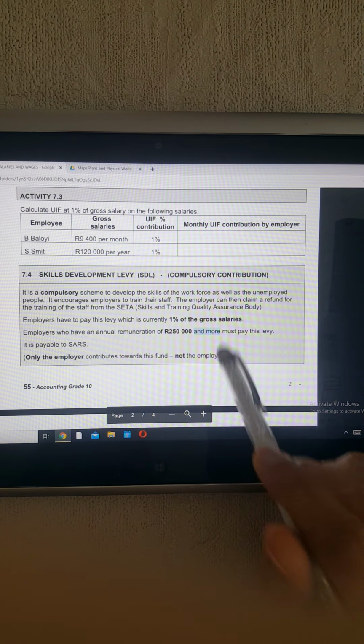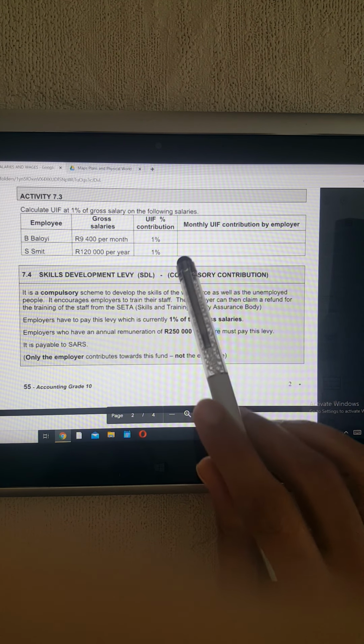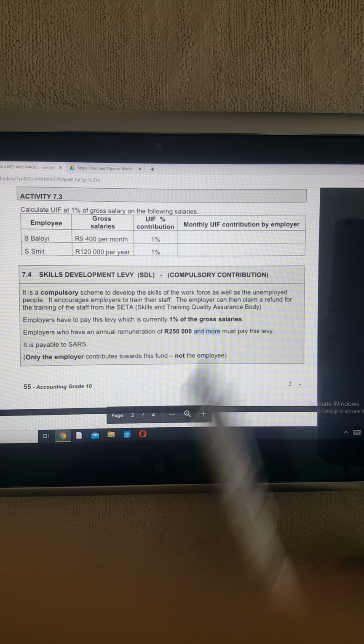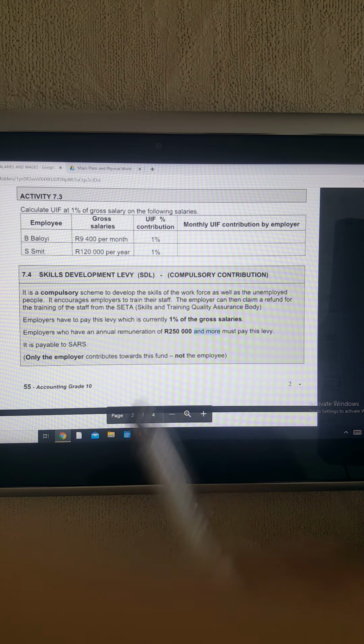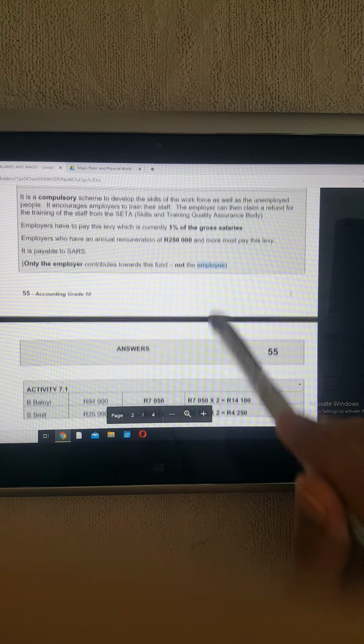Okay, so you'll see it in the questions. It's the same thing. You're going to work it out the same way you work out UIF, only it's called SDL. And you have to remember that the employer pays it. You cannot see it in a salary slip where the employee is paying it. No, you can't deduct it from the employee. The employer has to pay it, and then you'll see here they say they can claim it back later on.